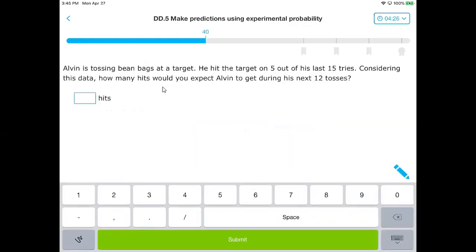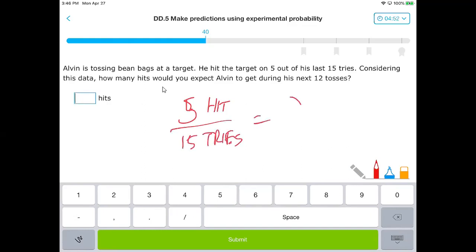And I'll do one more. It says Alvin is tossing bean bags at his target. He hit the target on 5 of his last 15 tries. Considering this data, how many would you expect Alvin to hit on his next 12 tosses? So we're going to say he hit 5 hits out of 15 tries. So how many would he hit out of 12 tries or 12 tosses?